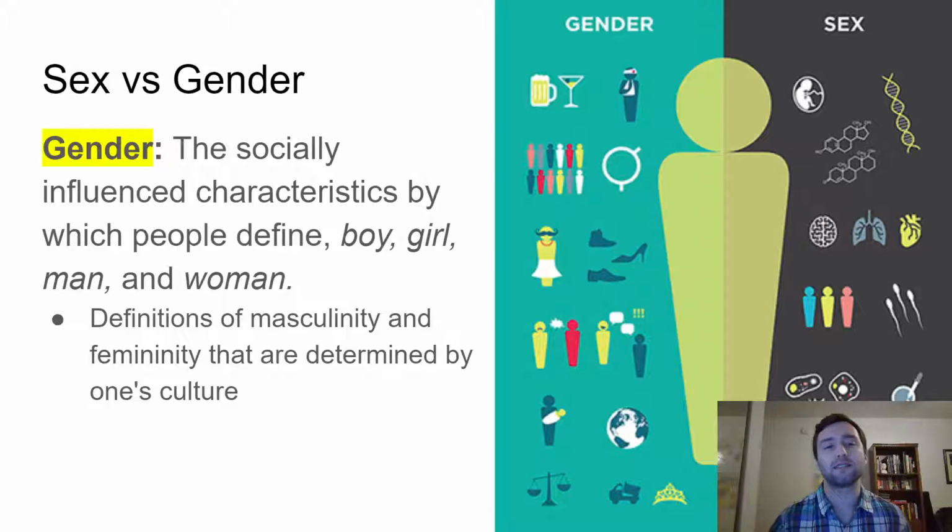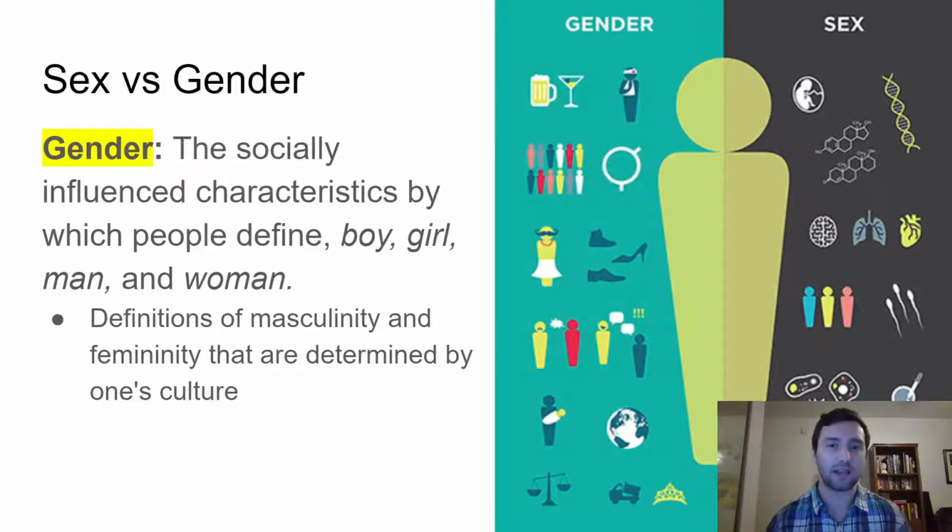But the reality is these definitions involve a lot of social pieces. They're socially influenced. So what it means to be a man or a woman looks different depending on the society that you live in, right? Our definitions of masculinity and femininity are determined by one's culture.